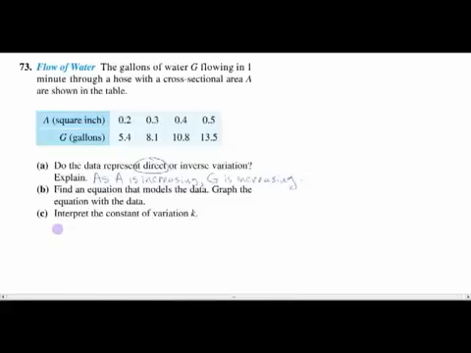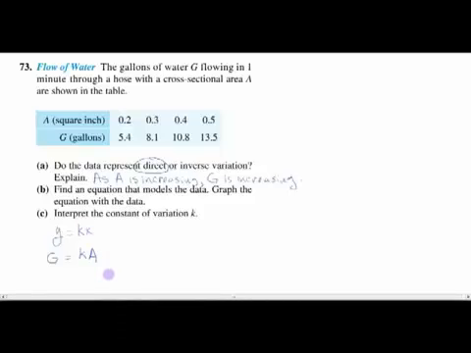We know that our basic model is y equals kx. Let's use that with the variables that we have in this problem. We know that g equals k times a. Notice that the a is in the x position, g is in the y position. So we'll put g for the y and a for the x.